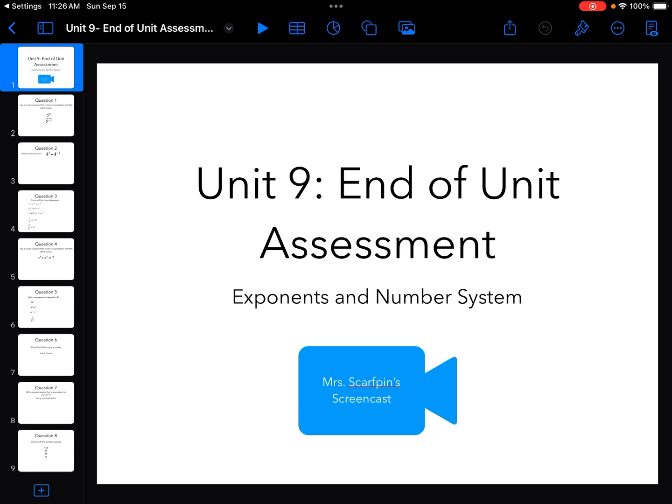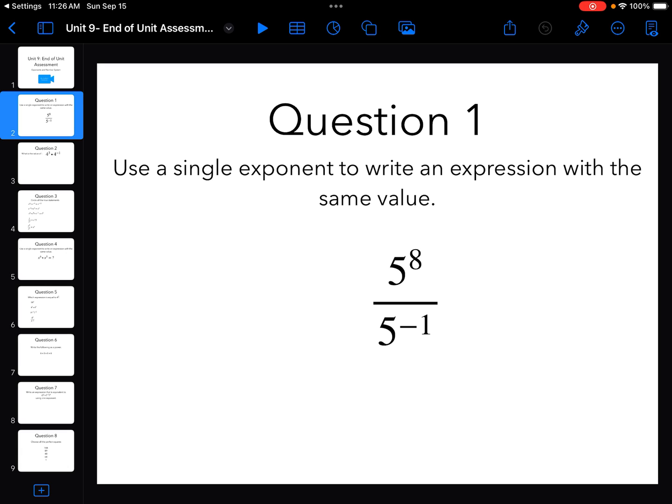Everyone, we're going to work on the Unit 9 end of unit assessment. So we're going to be talking about exponents in the number system. The first question says, use a single exponent to write the expression with the same value.